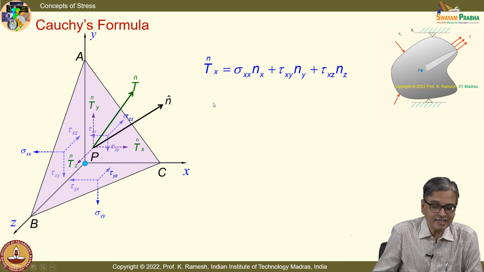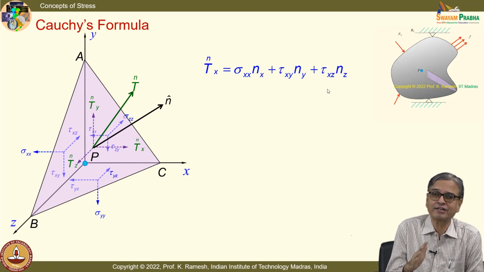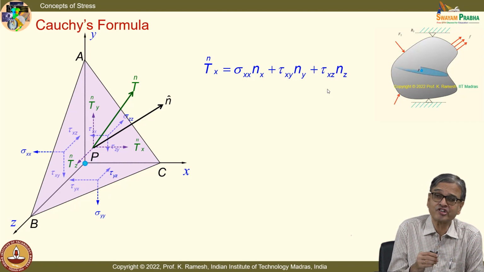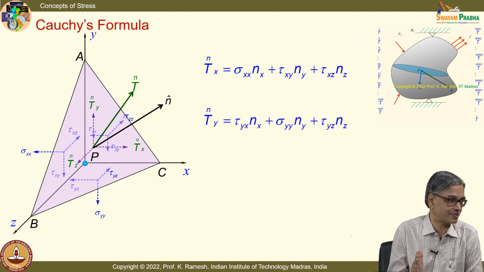What I had written is Tnx equal to sigma xx nx plus tau xy ny instead of tau yx. Similarly, I have put this as tau xz nz instead of tau zx. Writing it in this manner helps me to write it in matrix notation. I do it on the strength that tau xy equal to tau yx, which we will prove. You have to wait for a class. That principle is known as equality of cross shears.